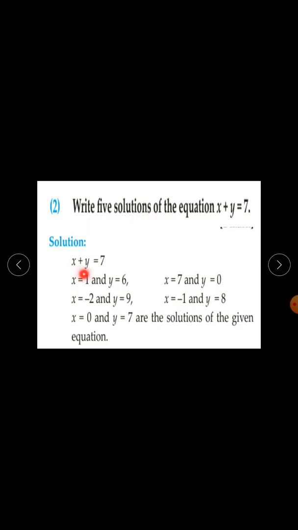So x plus y equal to 7 is your equation. First solution, x equal to 1 and y equal to 6. Second, x equal to minus 2 and y equal to 9. Third, x equal to 7 and y equal to 0. Fourth, x equal to minus 1 and y equal to 8. Fifth, x equal to 0 and y equal to 7 are the solutions of the given equation.